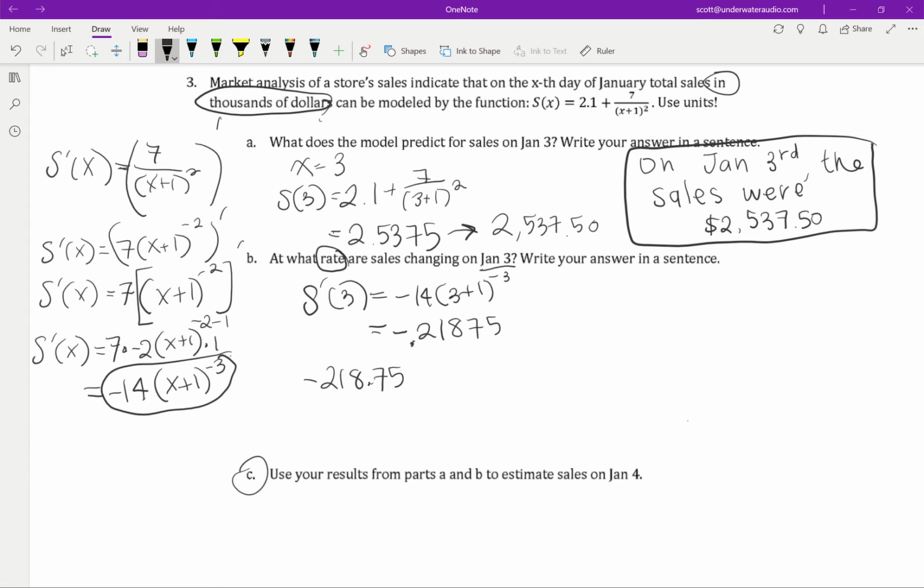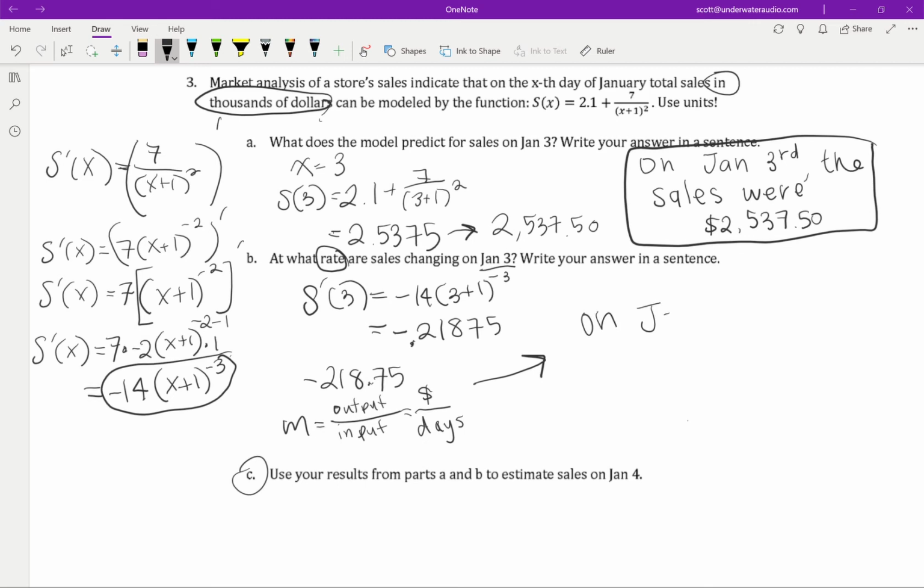So there's a little chunk here that I want to talk about. We need to know what the units are. What I do is think about how we're talking about a slope here. So it should be the output over the input, or the y over the x. The output is sales in dollars. So the units are dollars. And then the input was the x day. So this is days on the bottom. Now that I have the units, I can write my sentence.